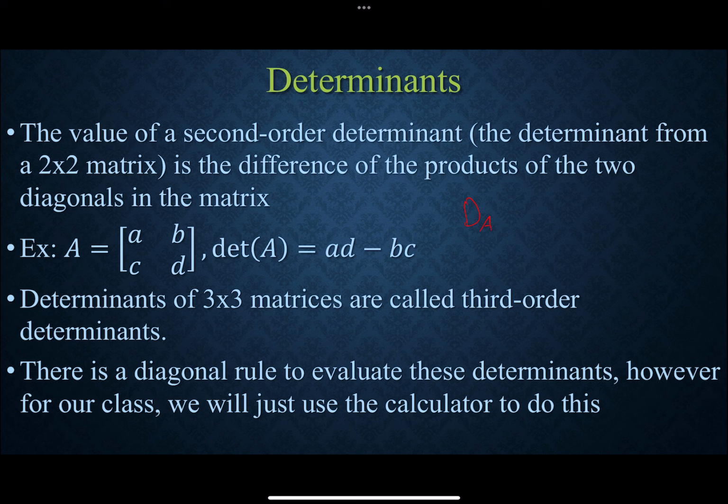But for the 3 by 3, we're not going to discuss the diagonal rule that goes into that. It's not that bad. It's essentially creating 3 left diagonals and 3 right diagonals, summing the left, summing the right, and then doing the difference there. It just gets overly complicated in the context of Cramer's rule, as you'll see in a little bit.